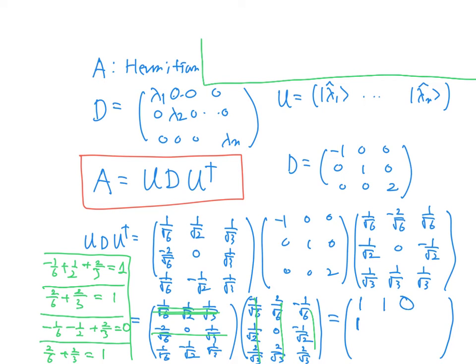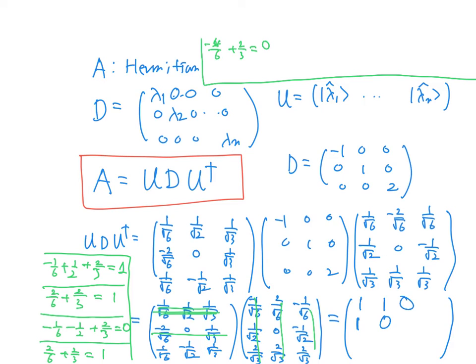So minus plus 2, 2 over 6, minus, no, this and this, right? 2 over 3, or 4, right? Minus 4 over 6 plus 2 over 3 is equal to 0. Good. So we have 0, right?